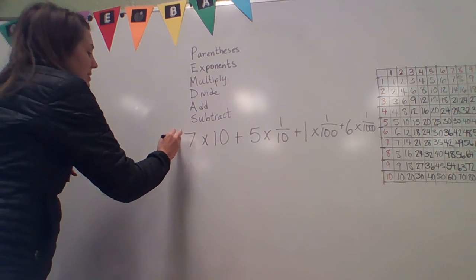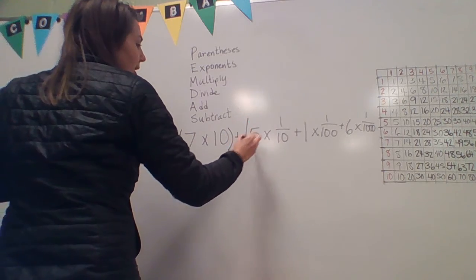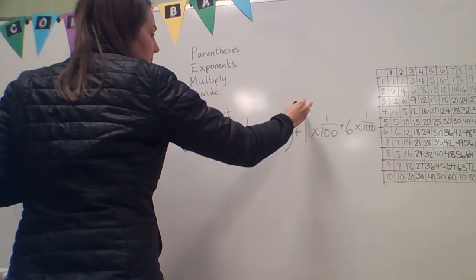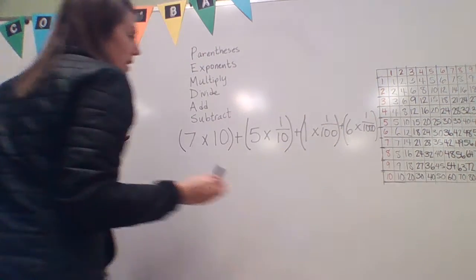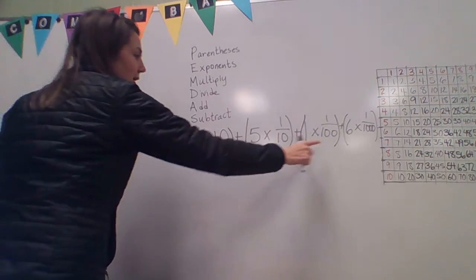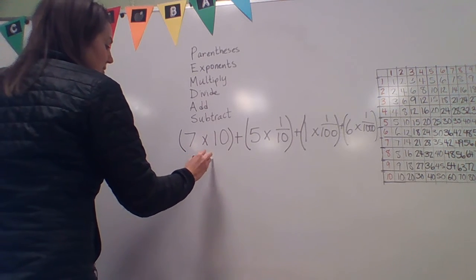So I'm going to look at my 7 and 10, my 5 and 1/10, my 1 and 100th, and my 6 and 1,000 as all separate pieces, and then I'm going to add them up. So I have 7 times 10 is going to be 70.